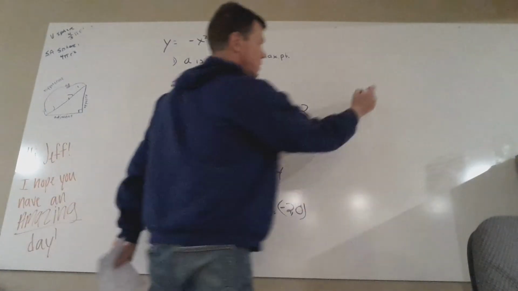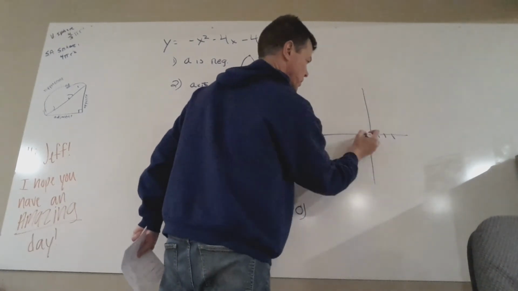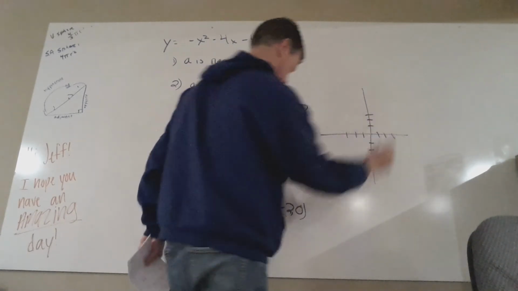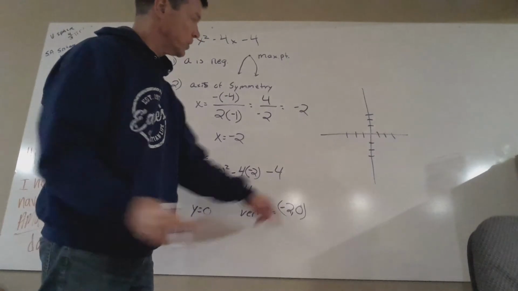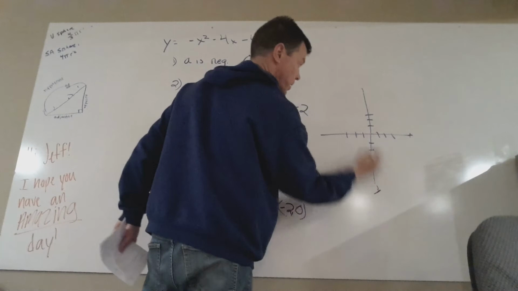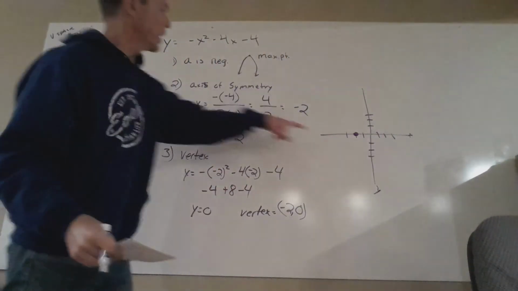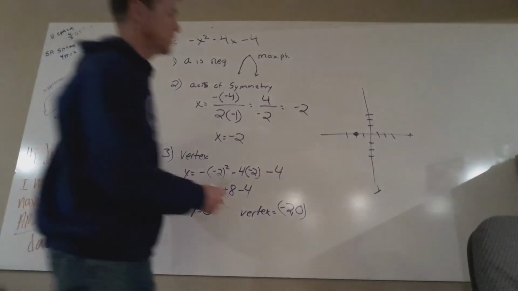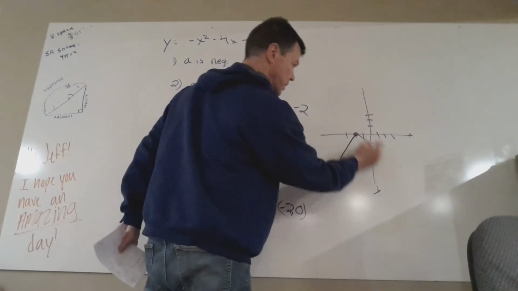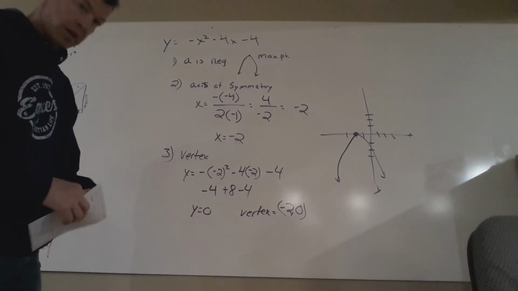All right, quickly graph this. Vertex is negative 2, 0. Here's your vertex, x and y, negative 2, 0. And that's a maximum point. We have an upside down u. So just put in your upside down u. And there we are. We got that one done.